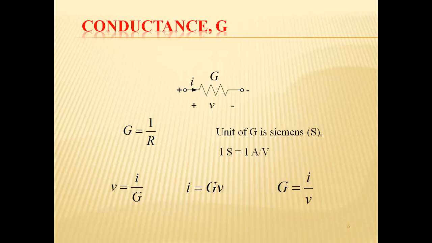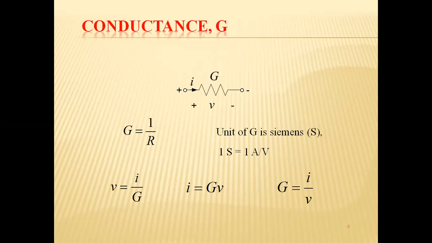Conductance is denoted by G. As you can see, conductance is basically the reciprocal of resistance, so I can write G is equal to 1 by R. Using the previous expression, we can write V is equal to I by G, and I is equal to GV, or G is equal to I by V. We express the unit of conductance in Siemens, which is ampere per volt.